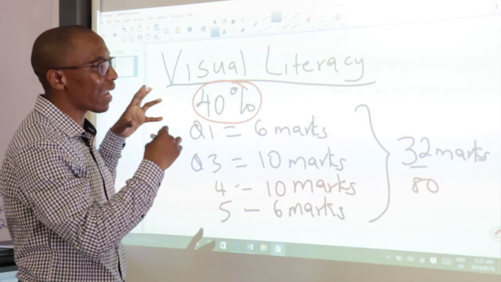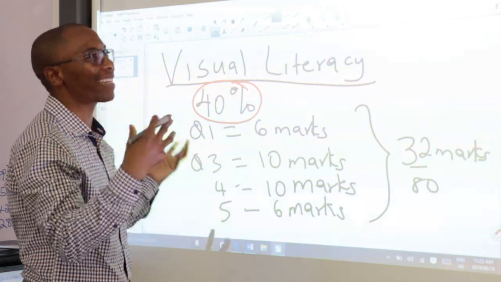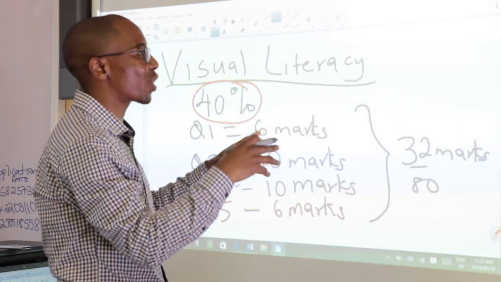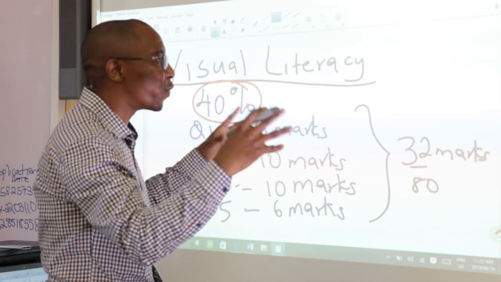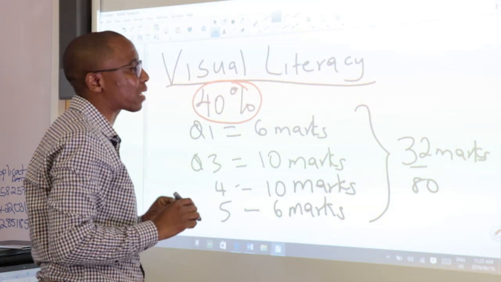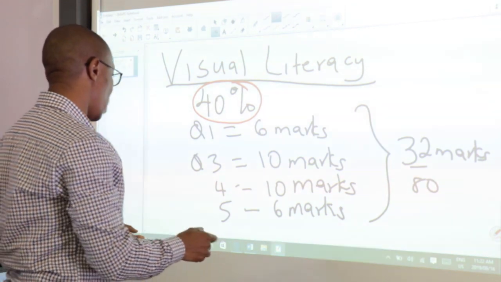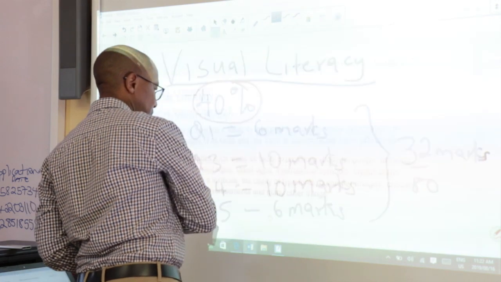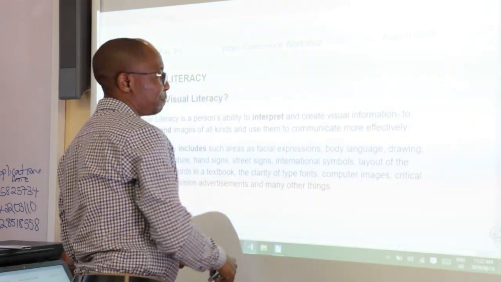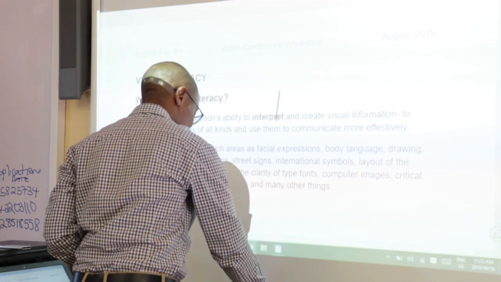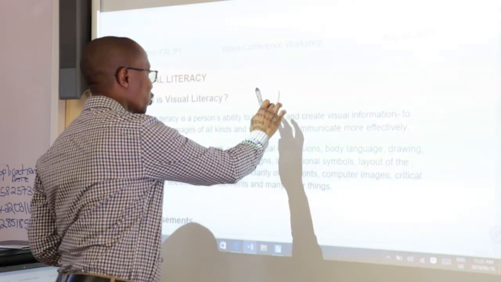When we teach our learners, let us make sure that they understand the importance of visual literacy. It's not just an advert, it's not just a cartoon, it's not just a graph or a flowchart. It's a very important aspect of their lives. All right, let us start with this.